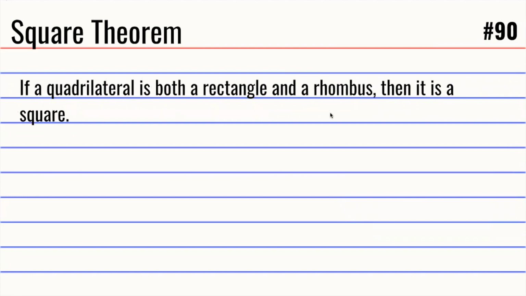And then the square theorem says that if a quadrilateral is both a rectangle and a rhombus, then it is a square.